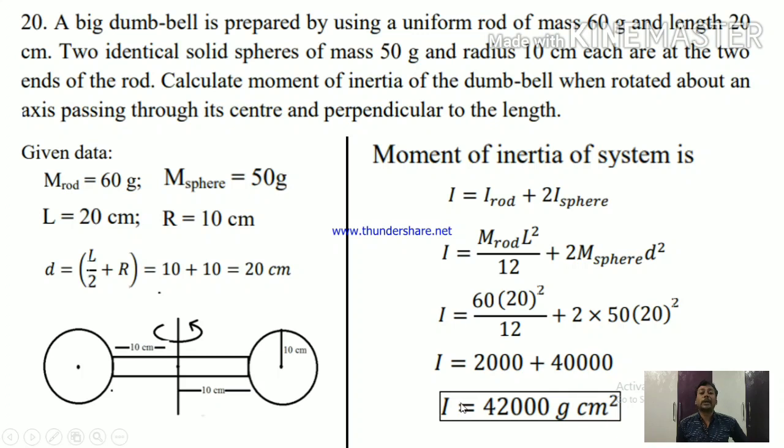gram per centimeter square. Here note down one thing, the answer is in CGS unit. So we put the CGS value here. Here no value is converted into SI unit. All are in the CGS unit, and hence the answer is also in CGS unit.